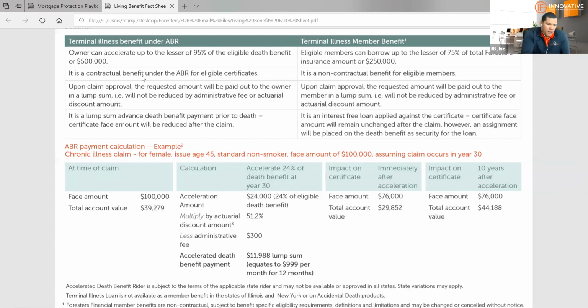The $100,000 policy, they accelerate 24%, which is $24,000. Based off of life expectancy, they're able to get half of that money minus the admin fee. So it basically comes out to a $12,000 payout of that 24% accelerated. If they took it monthly, it's about $1,000 a month. But in terms of coverage amount, it just reduces the face down by $24,000.